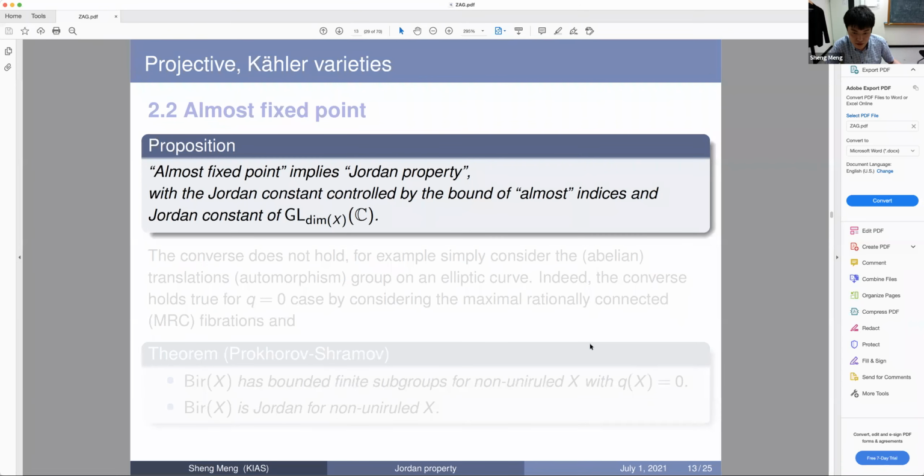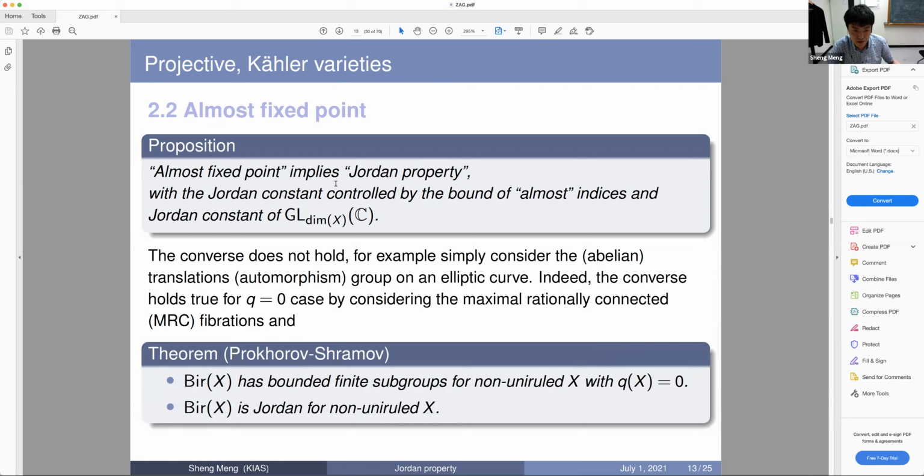So the following part is about some relation between almost fixed point and Jordan property, which I will skip. It says that the almost fixed point property implies the Jordan property, as I mentioned just now, and the converse in general does not hold. For example, simply consider the abelian varieties and their translations. However, if you assume q equals 0, then the converse holds true by considering the maximal rationally connected fibration here. Okay, so I'll skip this part. This is not my main purpose here.